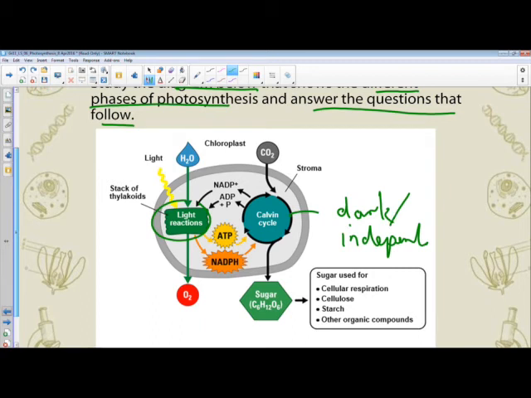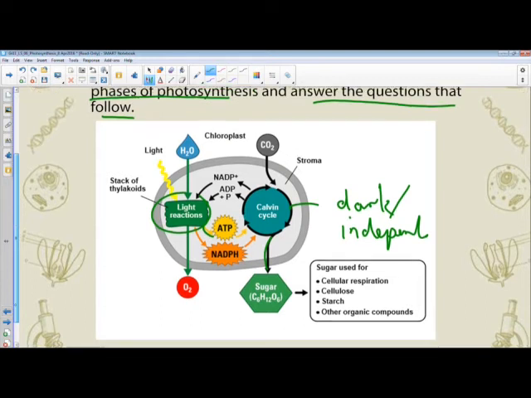Here we need water, it's producing oxygen as a waste product. Here we're seeing ATP and NADPH being produced in the light reaction that then go into the Calvin cycle or the light independent phase. And here we're seeing the products of photosynthesis being produced and carbon dioxide being needed for that. So cool, let's look at some of the questions that relate to this.